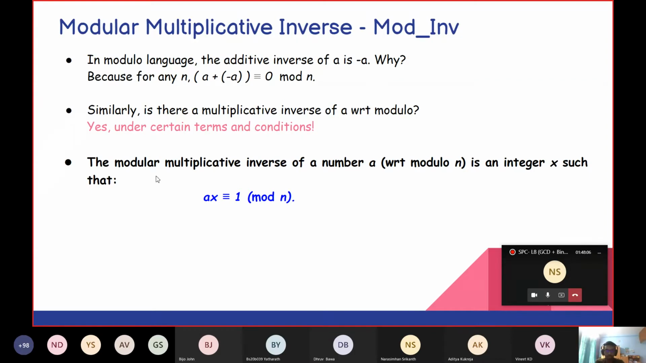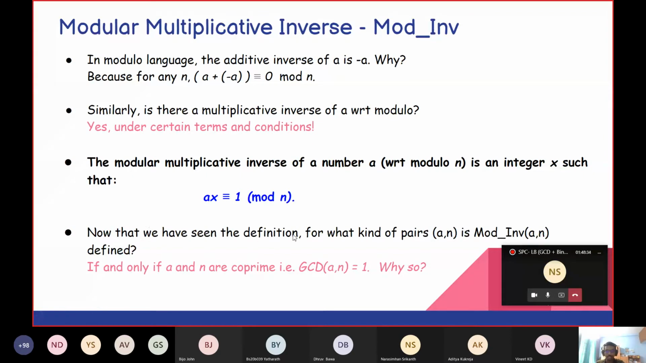So any doubts on what the definition of modular multiplicative inverse is? I'll just be calling it mod inverse from now. It's abusive notation, but it's more convenient. Any doubts? Okay, no doubts. So everyone is clear with what mod inverse is? Okay, so the mod inverse of a number a with respect to n is an integer x such that ax is congruent to 1 mod n.